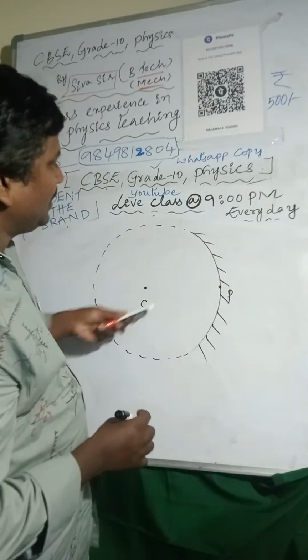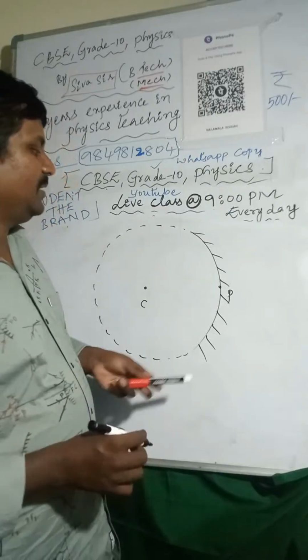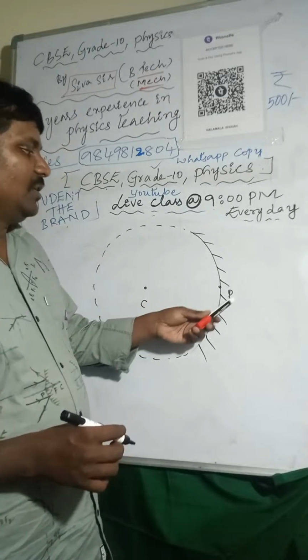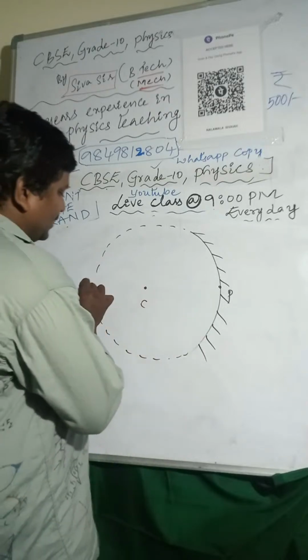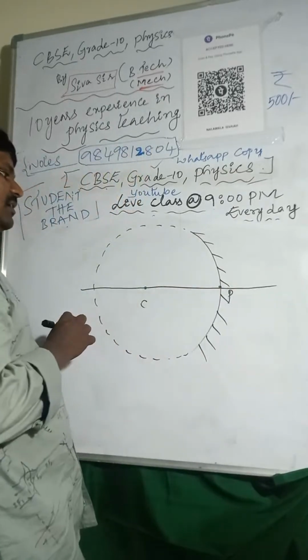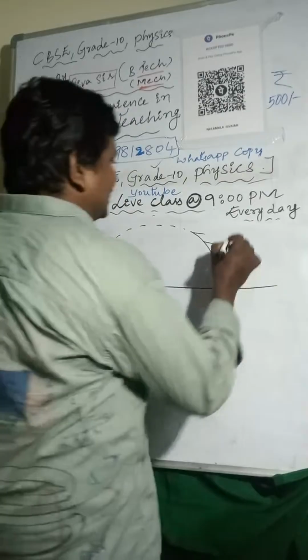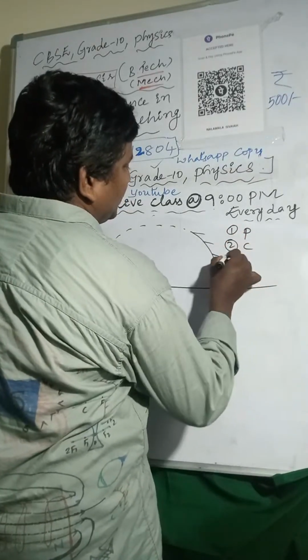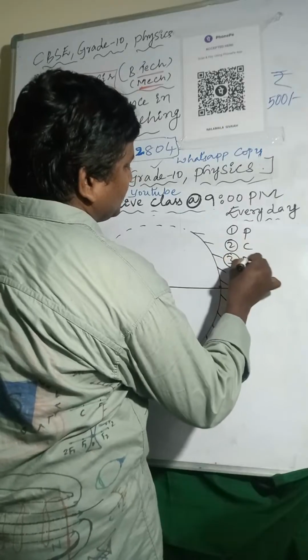This is the center of the imaginary sphere in which the mirror is a part. This is the pole. The line joining the center of curvature and pole is called the principal axis. First one is pole, second one is center of curvature, third one is principal axis.